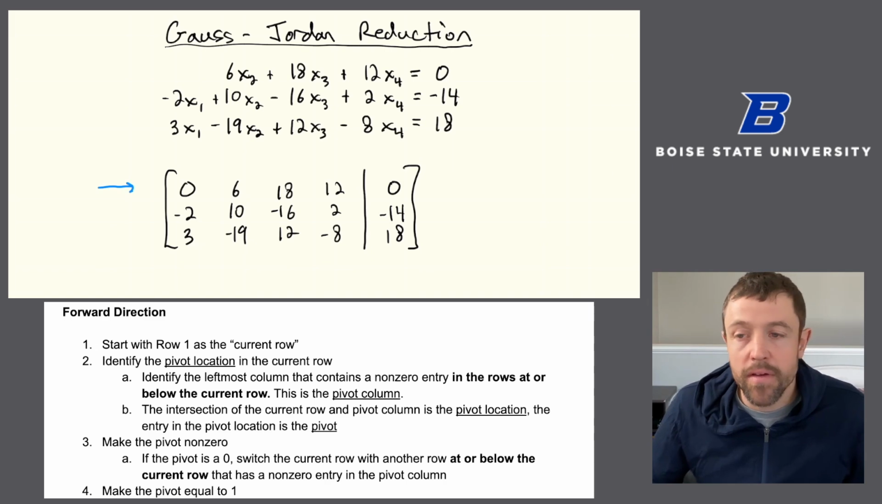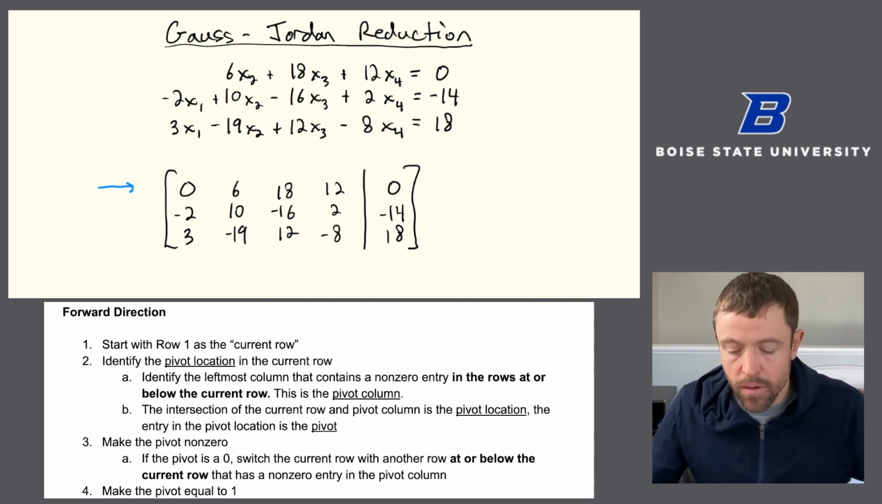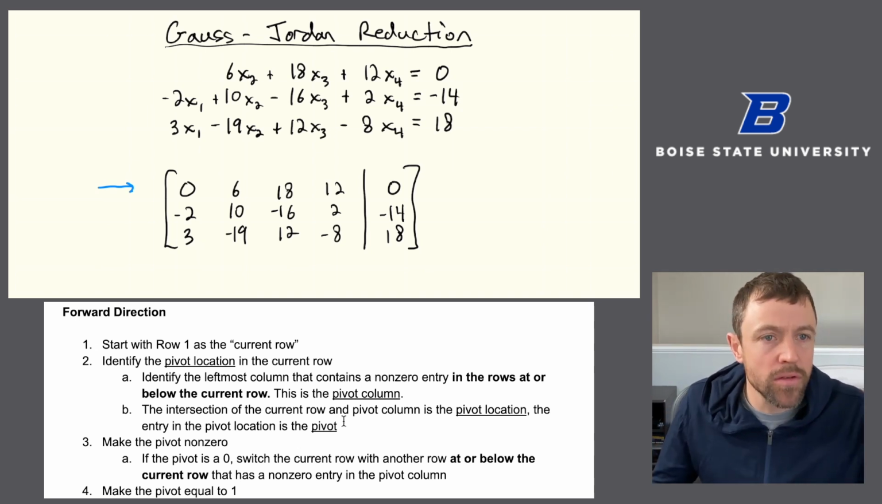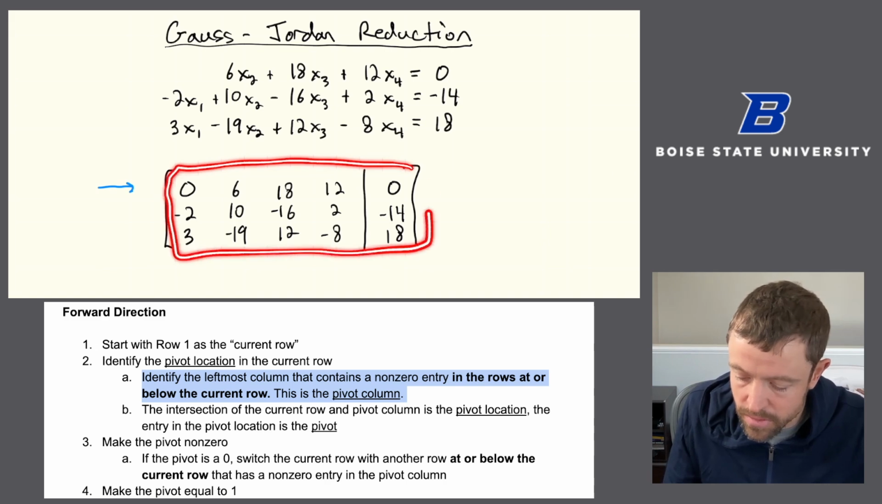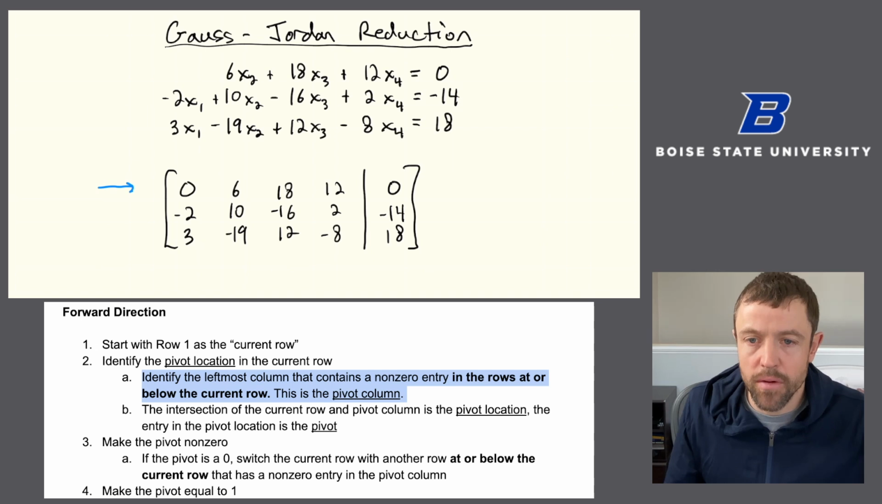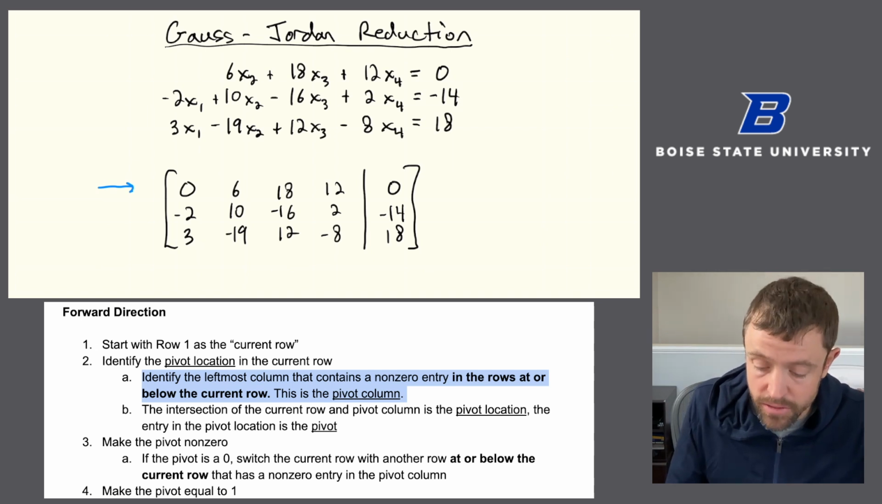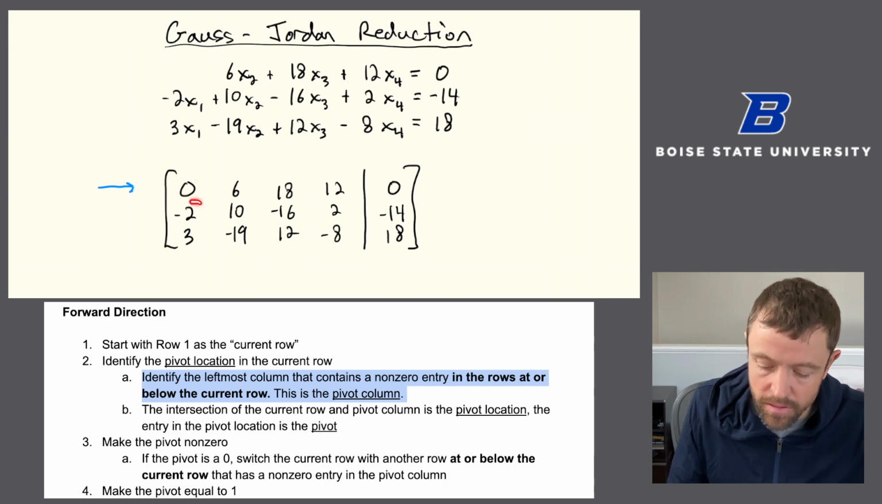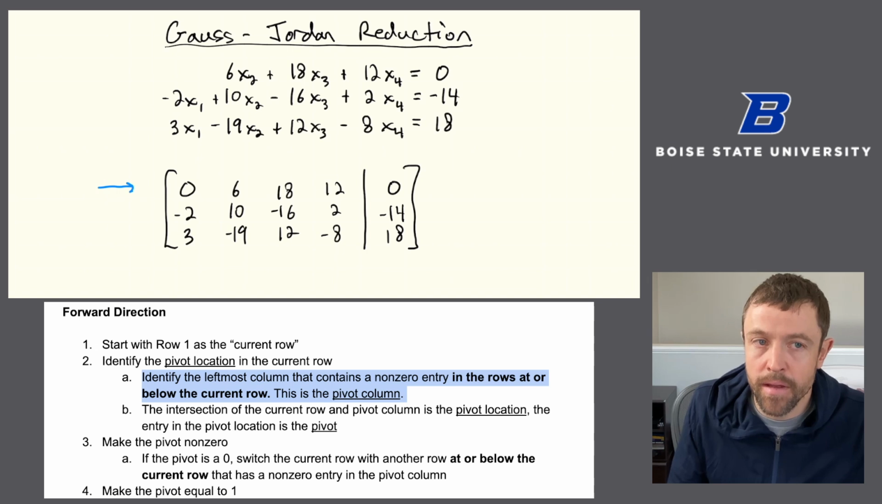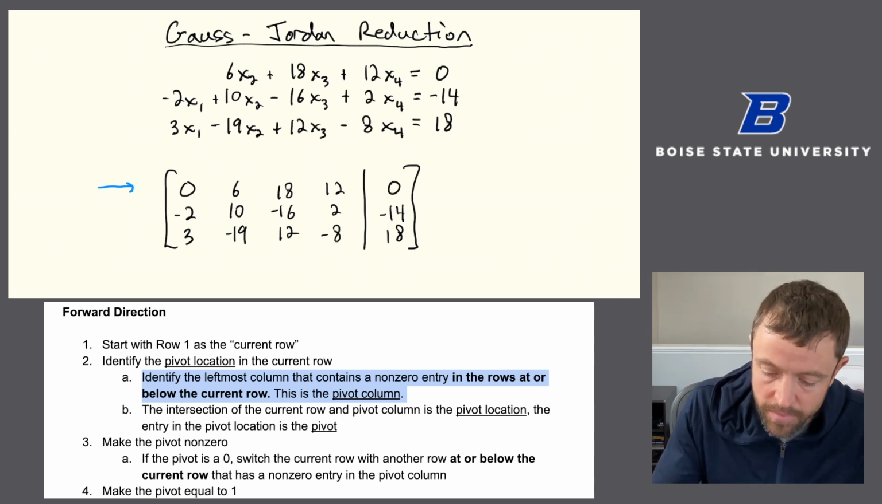We have to identify the pivot location of the current row. So the pivot location, what is this referring to? Well, we're going to identify the leftmost column that contains a non-zero entry in the rows at or below the current row. Okay, that's everything. The rows at or below the current row is all this. And the leftmost column that contains a non-zero entry somewhere is this column. Right? So we have a 0 in this row, but there are non-zero entries below it. So this is our pivot column.